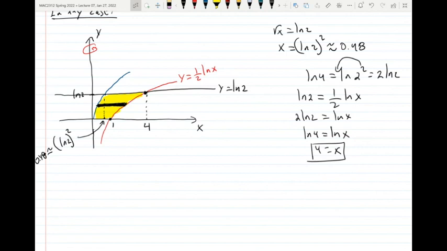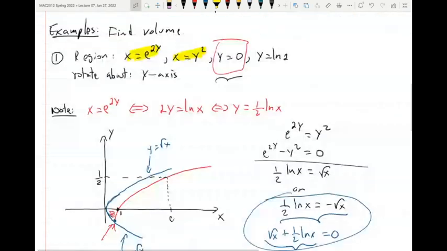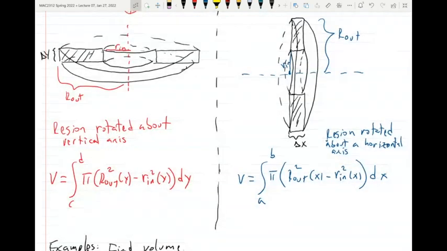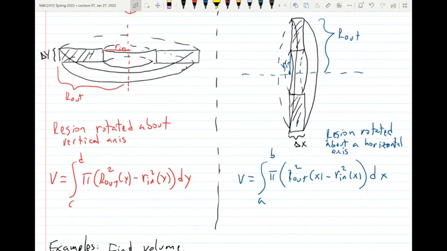Is washer always f squared minus g squared, or is it f minus g squared? No, the first. You have to worry about R out. Remember, it is the outside radius squared minus the inside radius squared. Okay, so then disk is the one that's radius squared. There is no hole. Yeah, so it's just radius. It's just one thing. Okay.